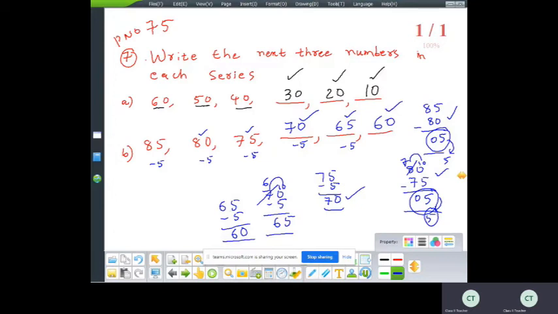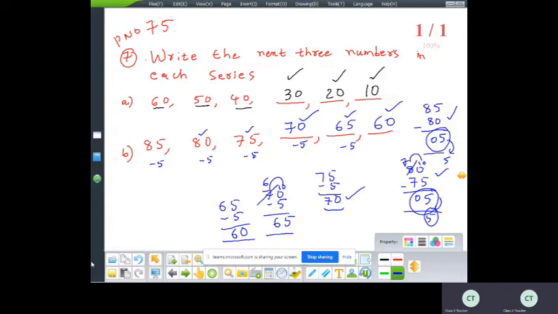As in question B, every number is decreased by 5. It means from every number we subtract 5, we get the next number. 85 minus 5 is 80. 80 minus 5 is 75. 75 minus 5 is 70. 70 minus 5 is 65. 65 minus 5 is 60. This is question B.